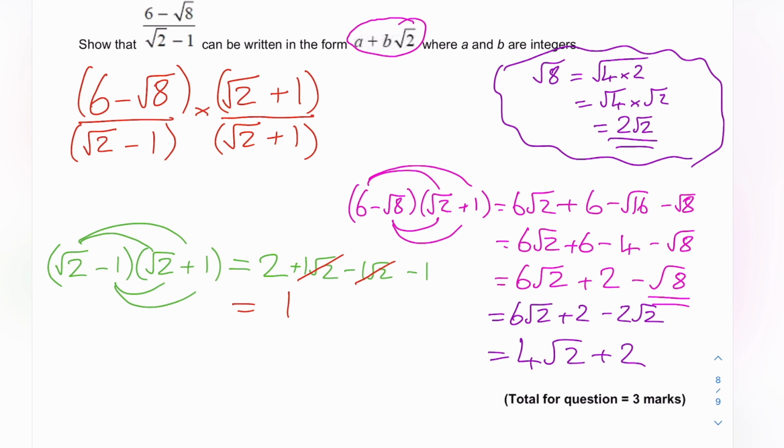Our final piece now is to piece the two pieces together. So our numerator was this 2 plus 4 root 2. Our denominator was 1, and now we've got it in the form that it's asked for. So A would equal 2 and B would equal 4.